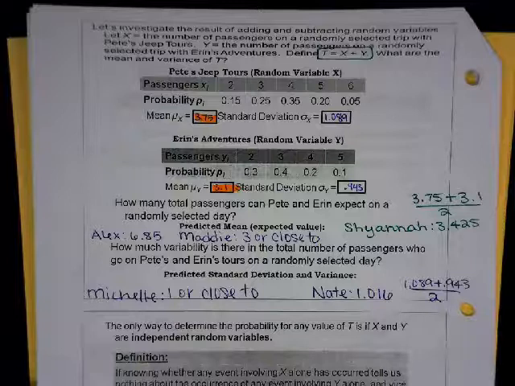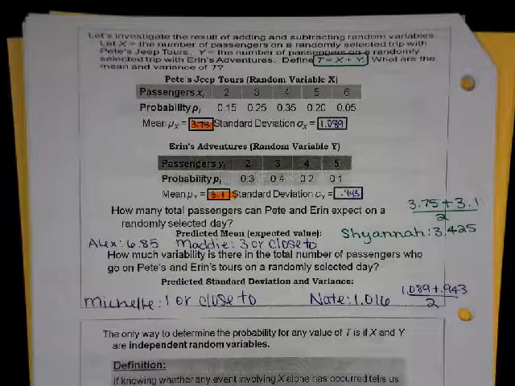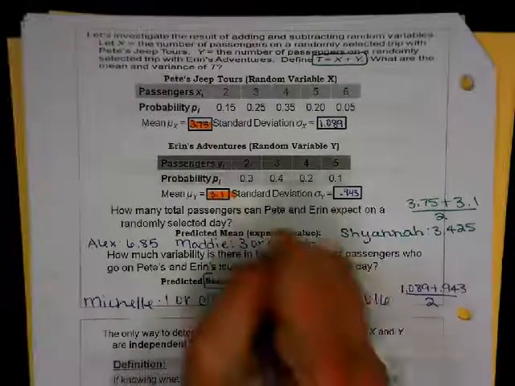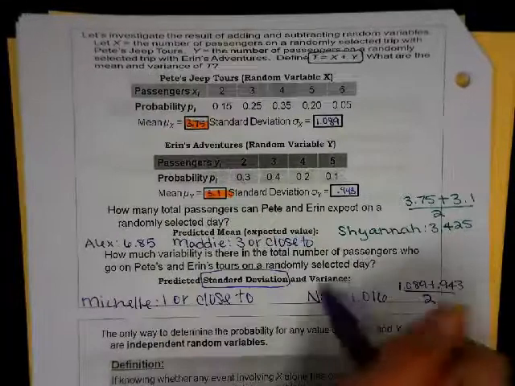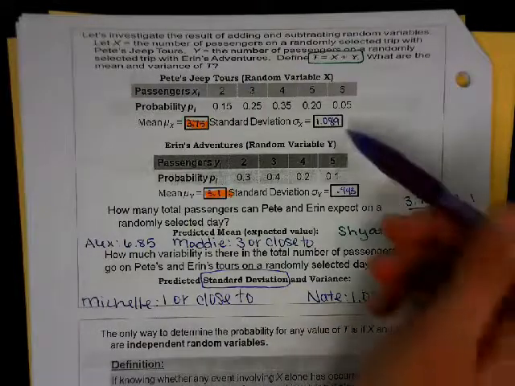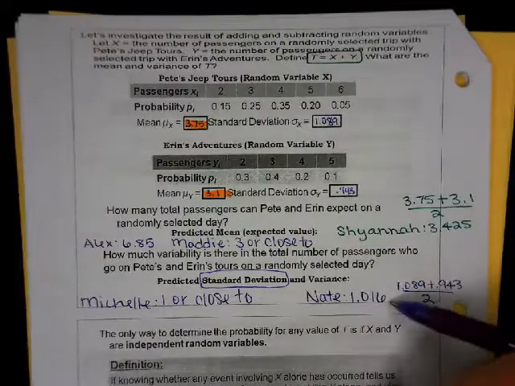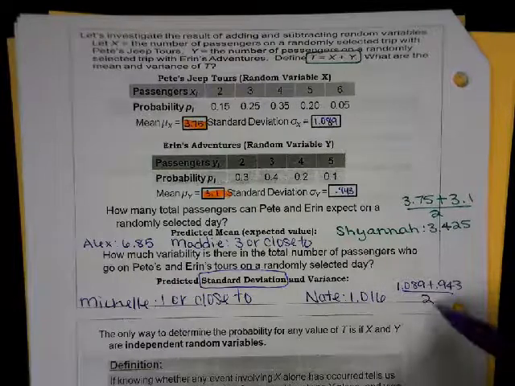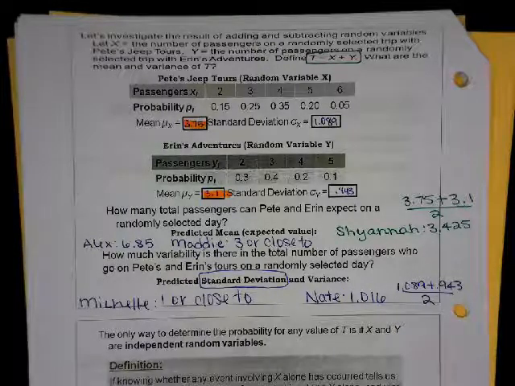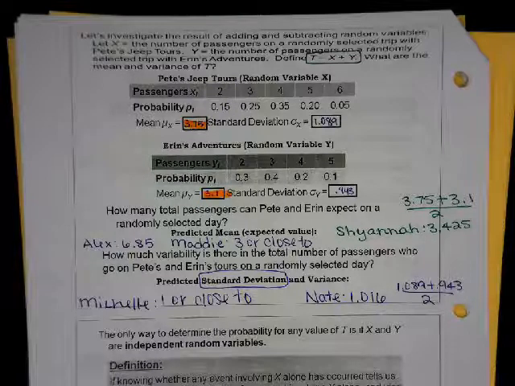Okay. All right. And then same thing, I asked for predictions on standard deviation. I didn't ask for variance, even though I say variance. Michelle said close to 1, because they're both close to 1. Nate did 1.016. He added the 2 standard deviations together, divided by 2. Anybody want to add a prediction? All right. Well, now we're gonna figure out who's right, if any of you are right.